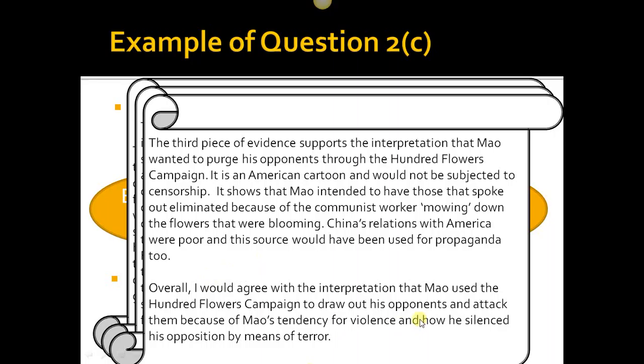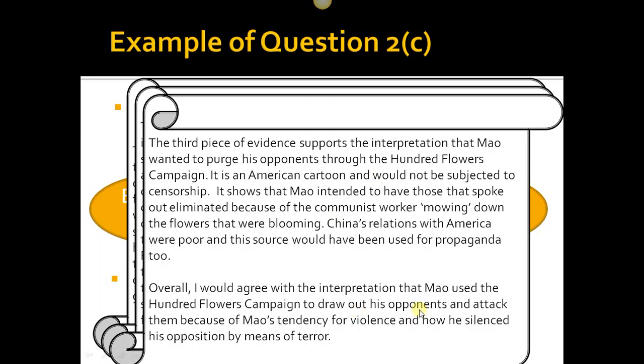Okay? Overall, and what I'm going to do, I'm going to come in there and I'll say, overall, I would agree with the interpretation that Mao used the 100 Flowers campaign to draw out his opponents and attack them because of Mao's tendency for violence and how he silenced his opposition by means of terror. Perhaps what I should have done there, but again, I was under exam conditions there. I'm hoping that whoever was marking this would understand. I would say I do not agree with the interpretation that Mao simply used the 100 Flower campaign to get opinion about his reforms.